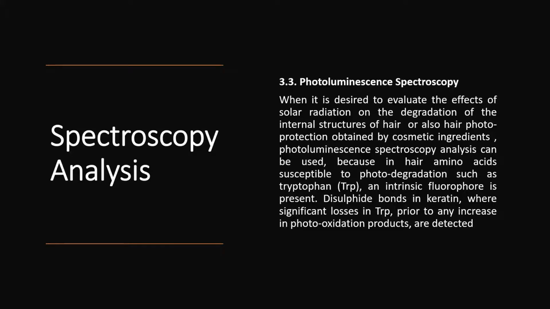Photoluminescence spectroscopic analysis can be used because amino acids are susceptible to photodegradation, such as tryptophan. In the presence of sunlight, the hair gets degraded because of the presence of amino acids, and these amino acids get converted to tryptophan, which is an intrinsic fluorophore, and this can be further determined using this spectroscopic technique.